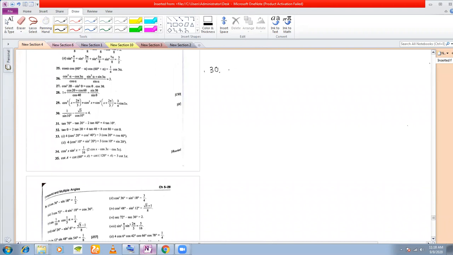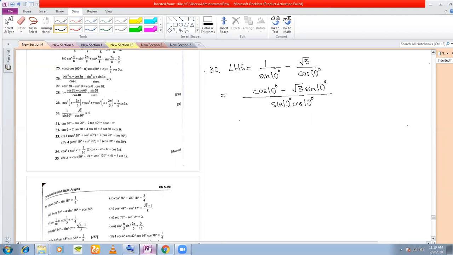The question here is prove that 1 by sine 10 minus root 3 by cos 10 is equal to 4. We start from the left hand side. 1 by sine 10 degree minus root 3 by cos 10 degree. You need to prove that this is equal to 4. Okay. So you take the LCM. Sine 10 degree cos 10 degree. If you take the LCM, you get cos 10 degree minus root 3 sine 10 degree.